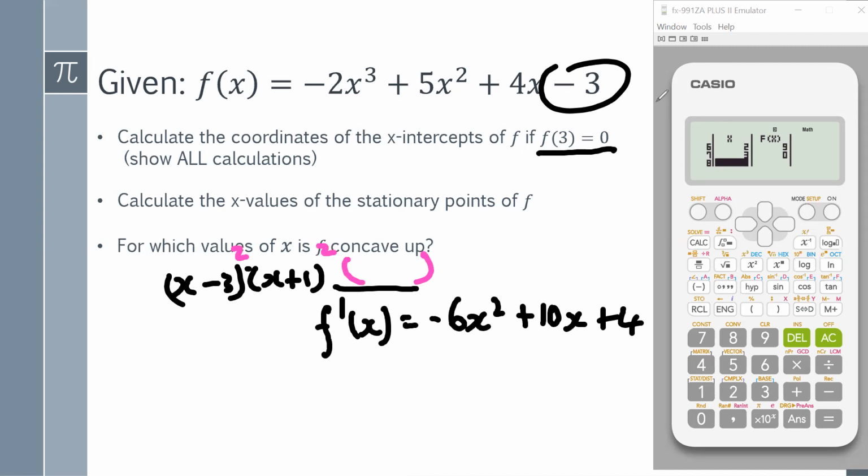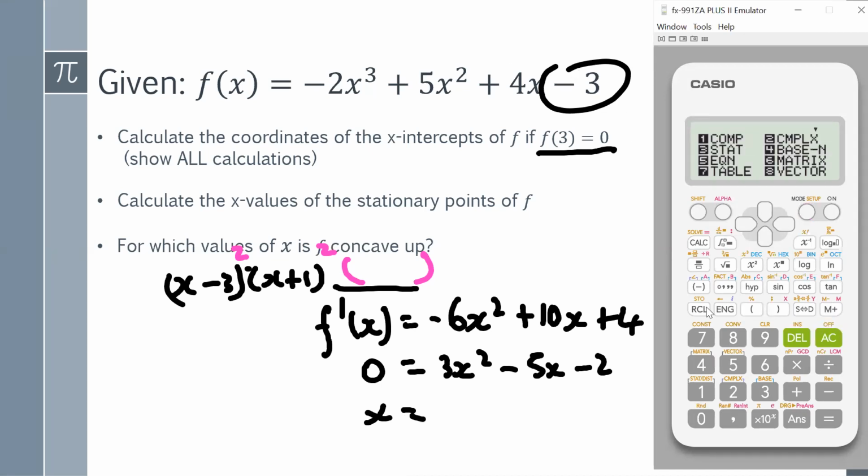So finding stationary points will help us to clarify this issue. I will set this equal to 0, and I'll divide by -2 right away. Then I'll have 3x squared minus 5x minus 2. Once again, I will use the quadratic formula. Please remember to indicate the substitution into the quadratic formula, and do tell us what you're solving for. In this case, you're solving for x.